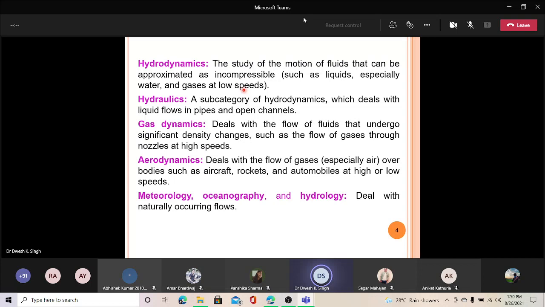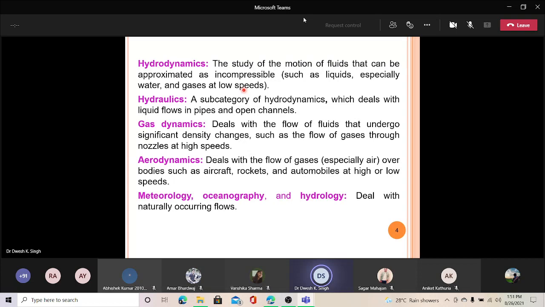Gas dynamics means sometimes we consider compressible flow. At low speeds it is not considered, but it deals with the flow of fluids that undergo significant density change. Compressible means the density changes, meaning the gas is compressed. Such flows include gases through nozzles, and we have a very good number of applications of gas dynamics. Then there is aerodynamics, which also includes fluid mechanics and deals especially with the flow of gases.